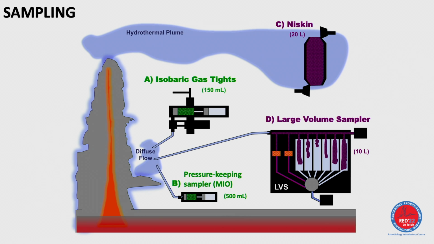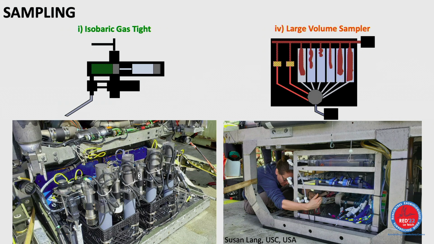So here on the ROV, on JASON, you can see all the IGTs, so on the front desk of JASON. And on the bottom, we had the large sampler, and here is Suzanne just checking that all the valves were ready to go before the launching.